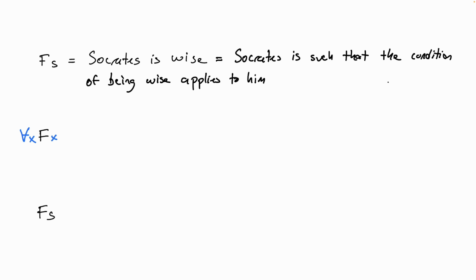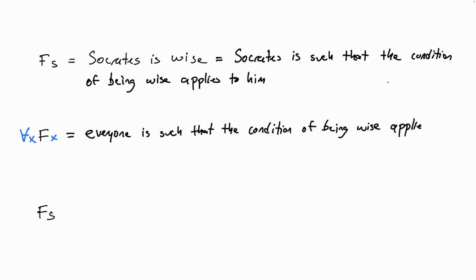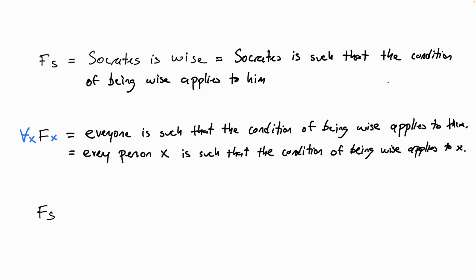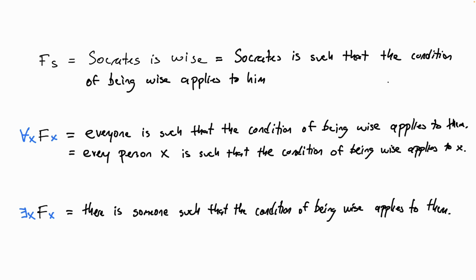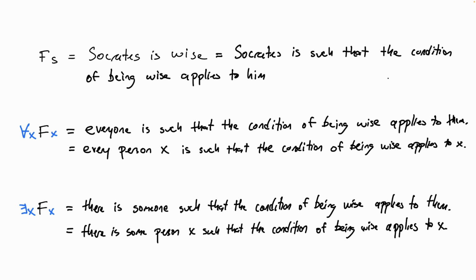So for all x, Fx says that everyone is such that the condition of being wise applies to them. Or more formally, every person x is such that the condition of being wise applies to x. If instead we existentially quantify on S, then that takes the condition being attributed to Socrates by FS, and it says that there's at least one person that condition applies to. So there is an x, Fx, so that there's someone such that the condition of being wise applies to them. Or more formally, there's some person x such that the condition of being wise applies to x.